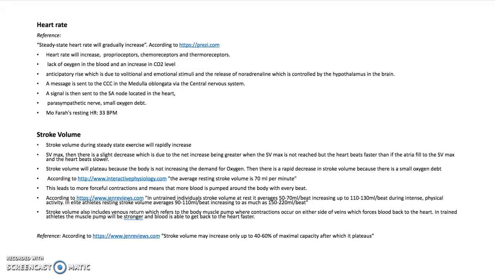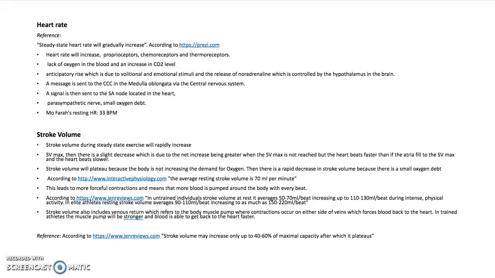A stroke volume is the amount of blood pumped with every heartbeat. With elite athletes, they have cardiac hypertrophy, which is where the myocardium has increased in thickness. This leads to more forceful contractions and means that more blood is pumped around the body with every beat.